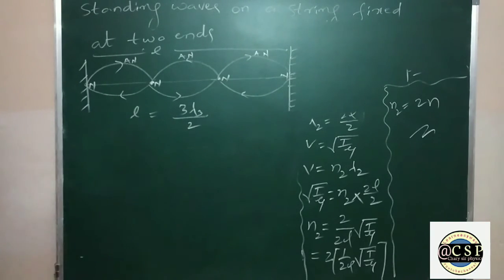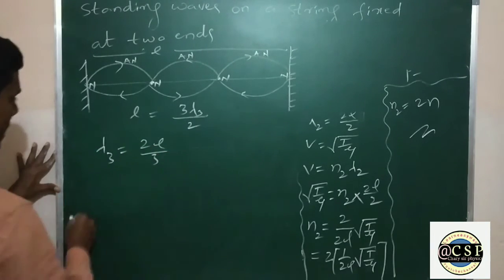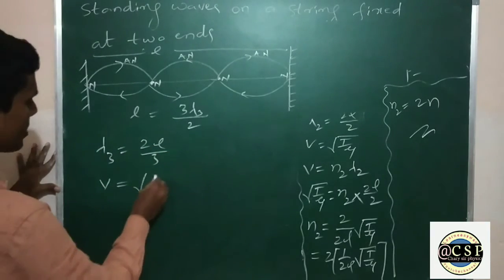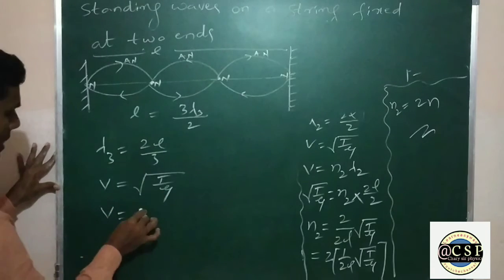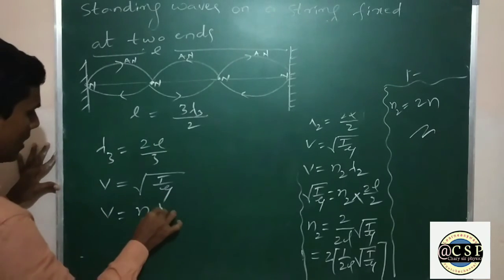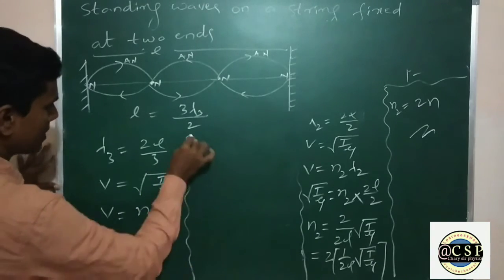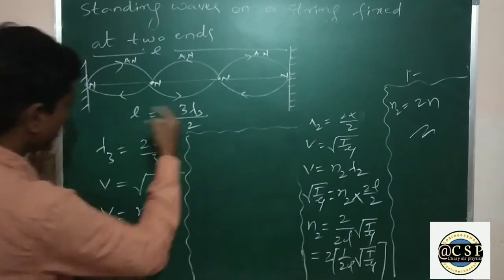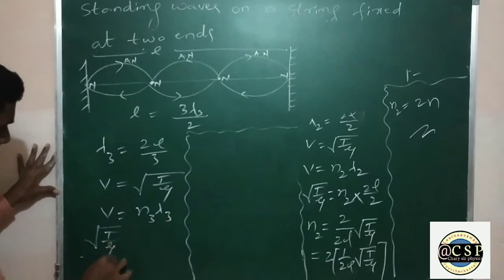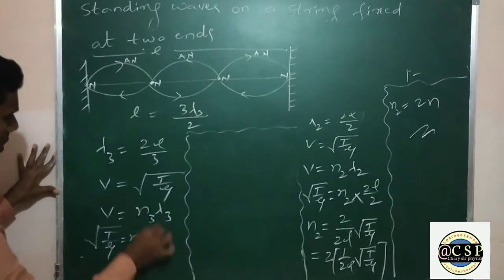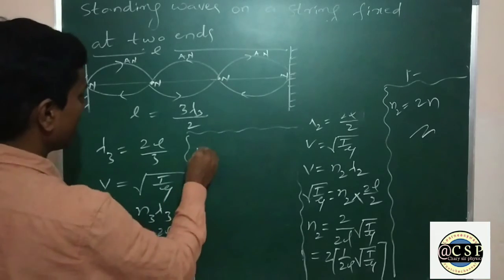Now we need to calculate lambda 3. Lambda 3 is equal to 2L by 3. We know that V is equal to the square root of T by mu, and the velocity of sound, V is equal to N3 times lambda 3. Now we have to calculate after substituting these values. V is root of T by mu, which is equal to N3 into lambda 3, that is 2L by 3.